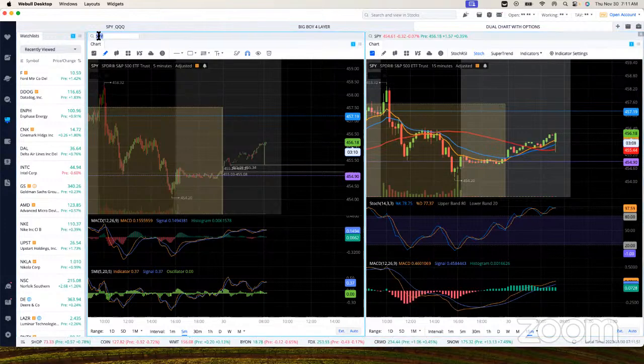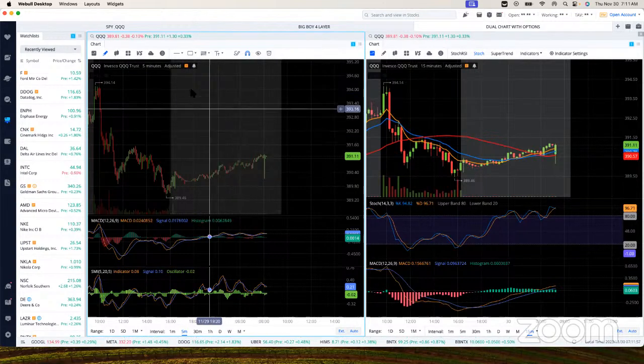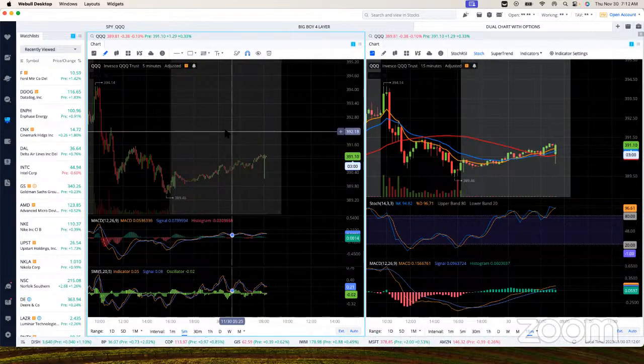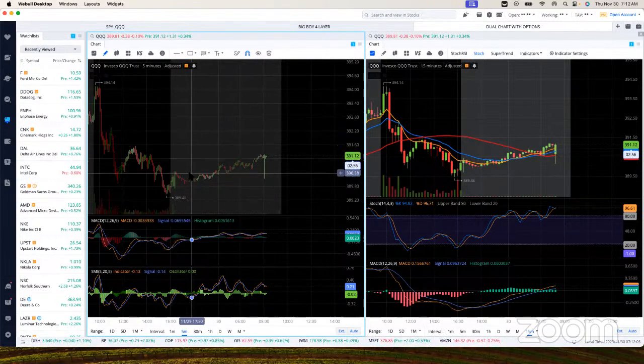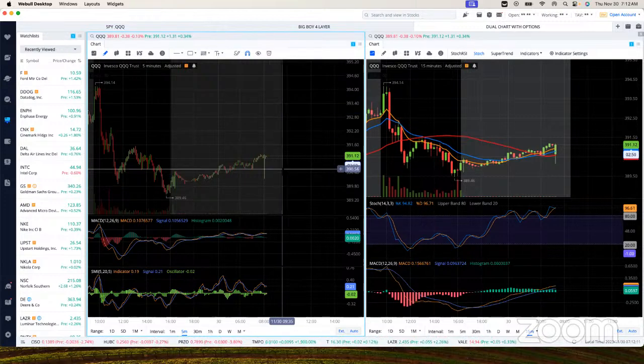Let's go ahead and go into the Qs. Ooh, a fresh chart. We didn't do the Qs. So let's go ahead and look at the fresh chart on the Q. All right, 5 minute here. Looks like we're starting to elevate, kind of looking like SPY. We got a little bit of wicking down here at the bottom.